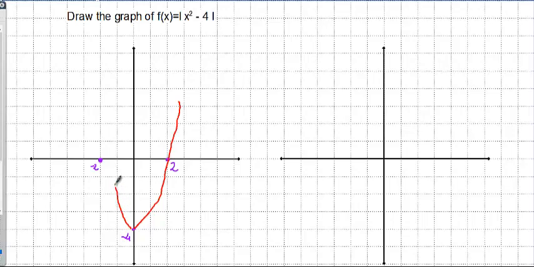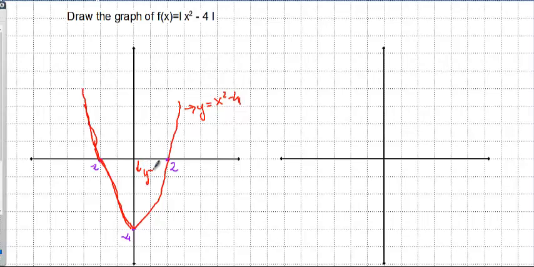Yes, my drawing is not good, but this is y is equal to x squared minus 4. What about the absolute value of it? The same function, only the negative part. This part is the negative part here, which is below the x-axis.